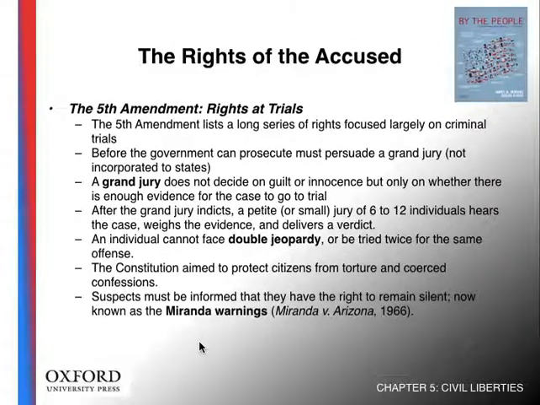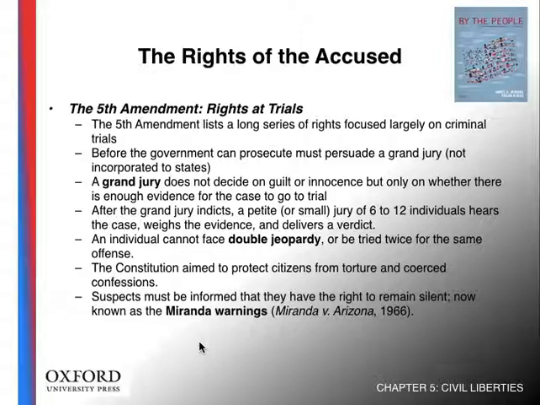Then the rights of the accused continue. They have a right to a trial. The Fifth Amendment lists a whole long series of rights focused largely on criminal trials. You have a right to a grand jury, which does not decide on guilt or innocence, but only whether there's enough evidence to go to trial. And then you have a right to a jury trial of 6 to 12 individuals to hear your case, weigh the evidence, and deliver a verdict. An individual is not allowed to face double jeopardy, so they can't be tried twice for the same offense.